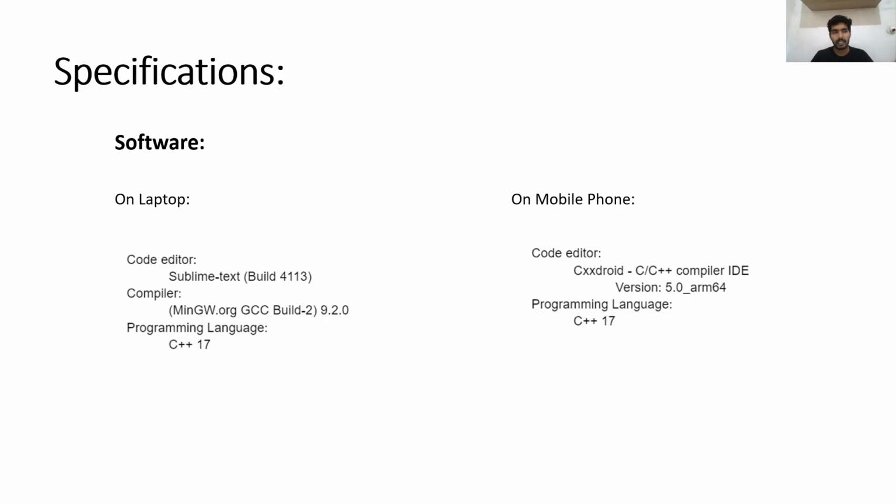Now for the software part, on the laptop, I have used a code editor and a compiler. I used Sublime Text as the code editor, and for the compiler, since I am using C++17 as my base language, I have used the GCC compiler version 9.2. For the phone part, I've used a code editor called CXXDroid, which was available on the Play Store, and for the programming part, the same code, C++17, is used.